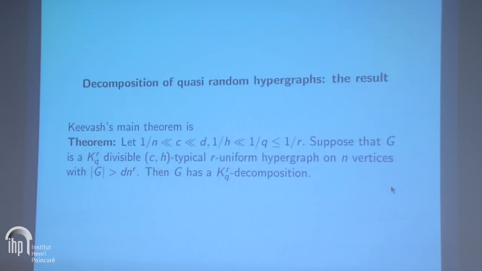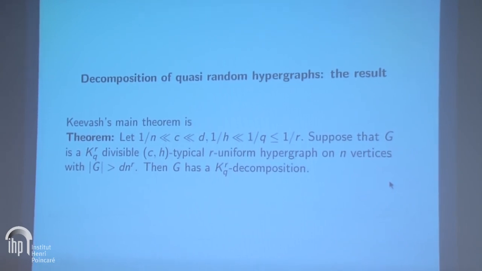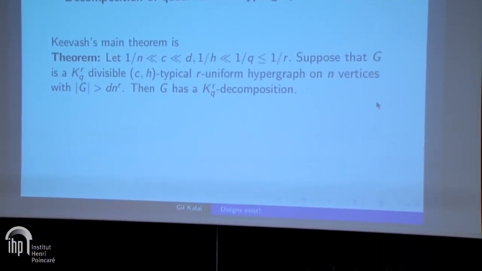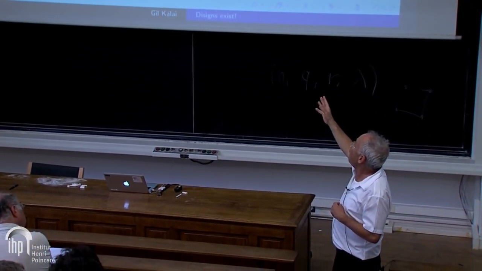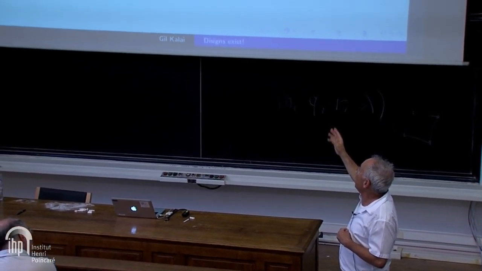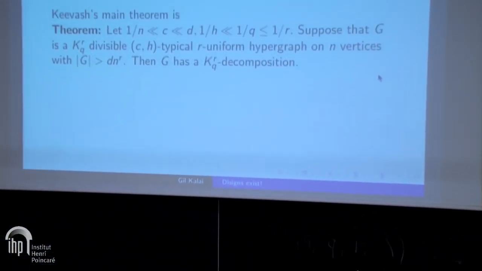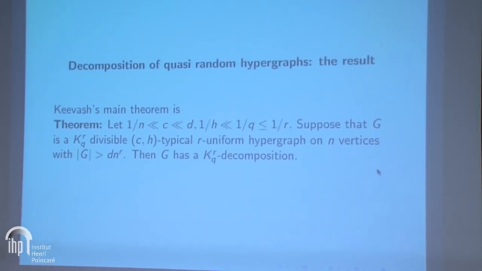And now Keevash's theorem, in this generality. Actually, he even goes further to a greater generality. But Keevash's theorem, let me say it in words, says that if we have a hypergraph which is typical, or quasi-random, and if it satisfies the arithmetic divisibility conditions, then it can be decomposed into complete r-uniform hypergraphs on q vertices. So if it satisfies the divisibility condition, and if it is typical, if it behaves like a random hypergraph, then it can be decomposed.